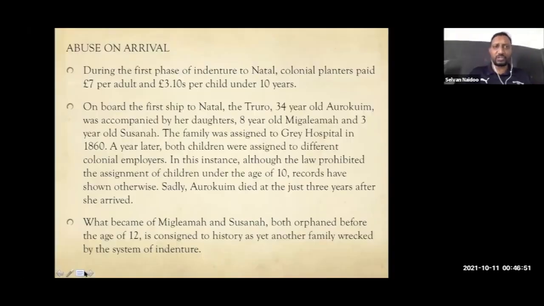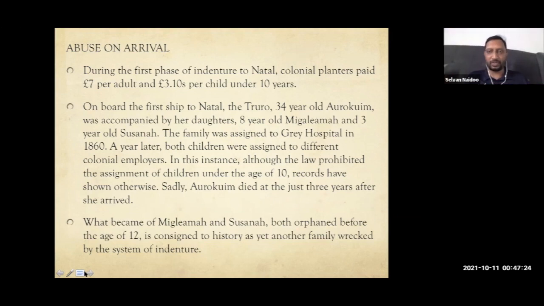Abuse on arrival. During the first phase of indenture to Natal, colonial planters paid £7 per adult and £3, 10 shillings per child. On board the first ship, the Truro, there was this individual, 34-year-old Orquium, who was accompanied by her daughters, 8-year-old Migliama and Susanna. The names were very poorly spelled. So, this is from the official records, the ship's list. You'll notice that because they were badly captured, they were badly recorded as well.